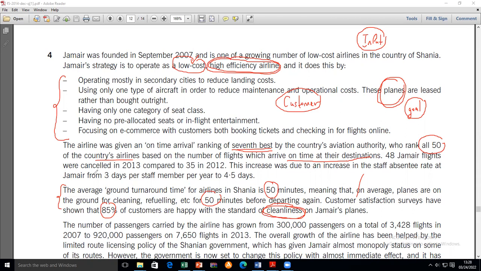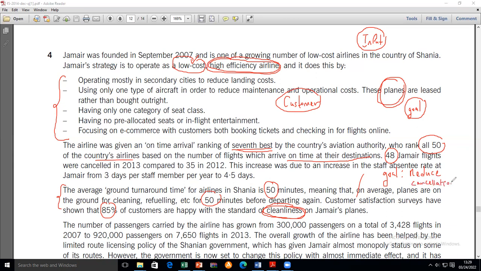Another idea of the goal. We want to show you how you come up with the goals, because this is a common question. 48 flights were cancelled in 2013 compared to 2012. Tell me what goal we must have here. 48 flights cancelled. So what should be our goal? To reduce the number of cancellations of flights. Yes, you get it right. Reduce the cancellations.